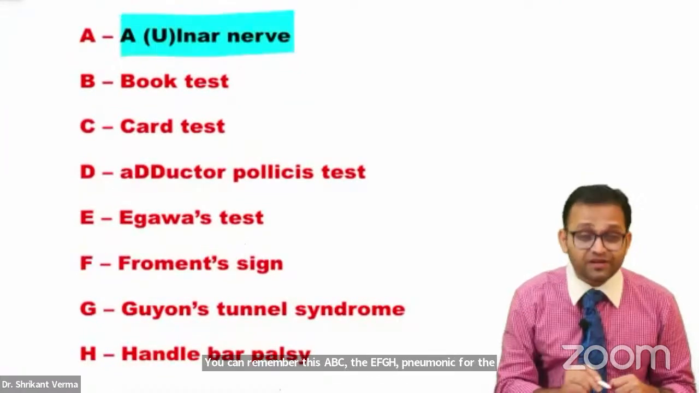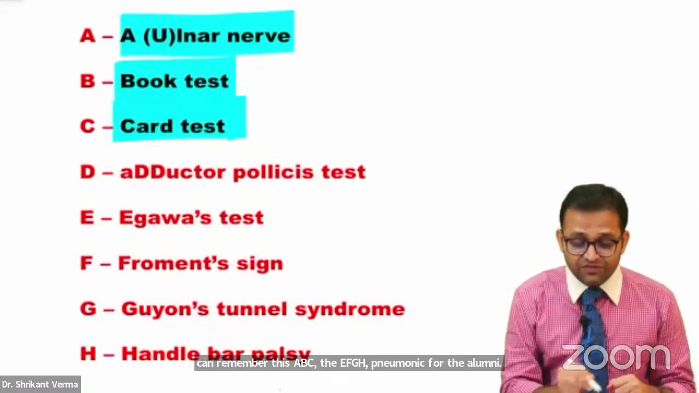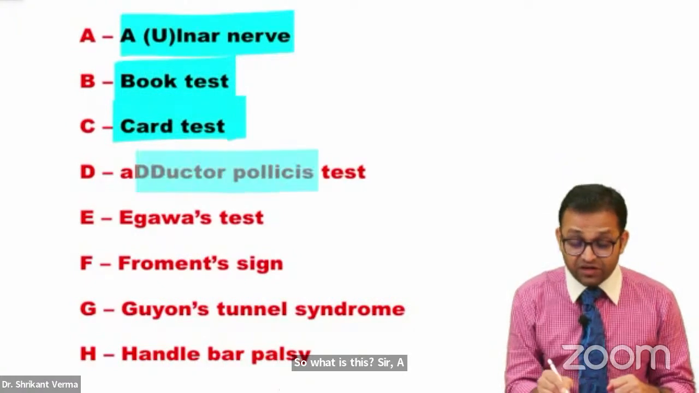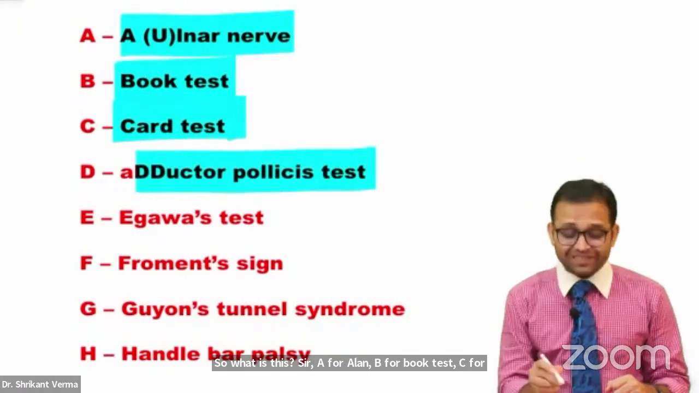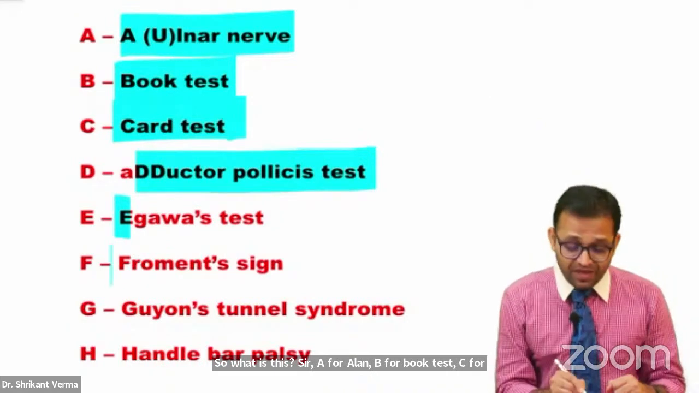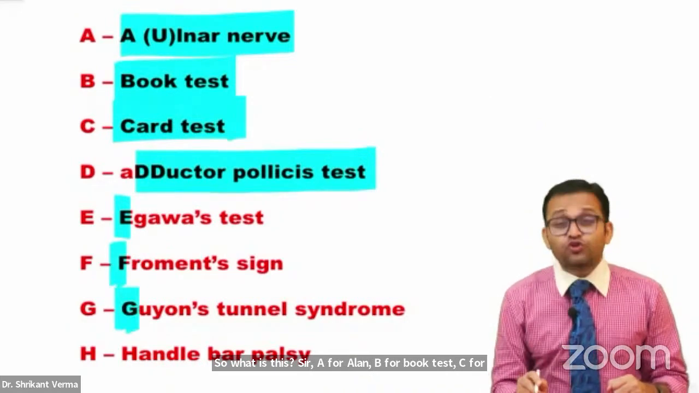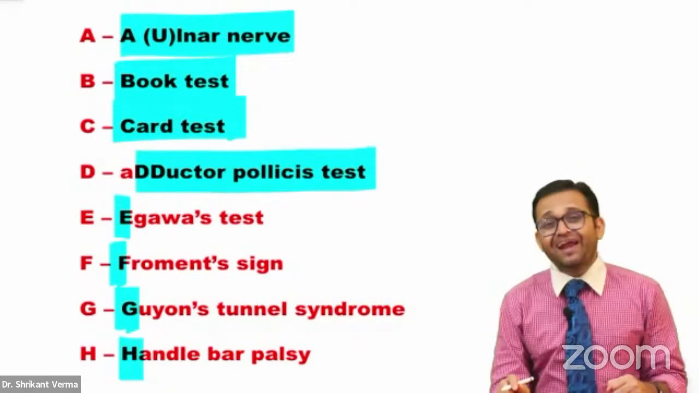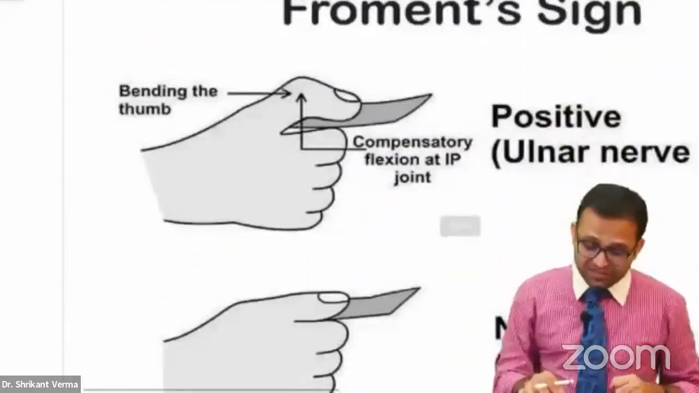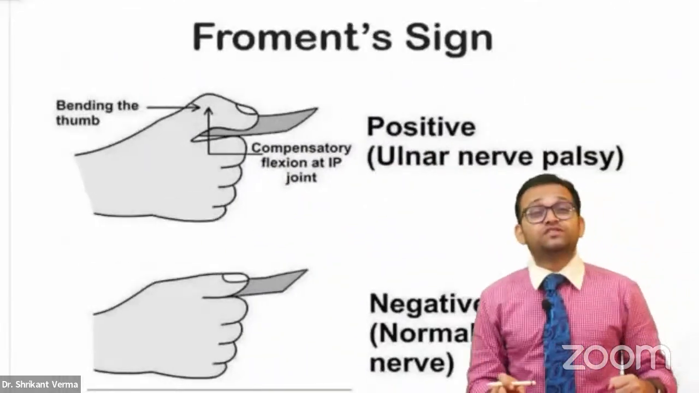A for ulnar nerve, B for book test, C for card test, D for adductor pollicis test, E for Egawa test, F for Froment sign, G for Guyon's tunnel test, and H for handlebar palsy. So what are these? See here. First, we are going to look for the Froment sign.